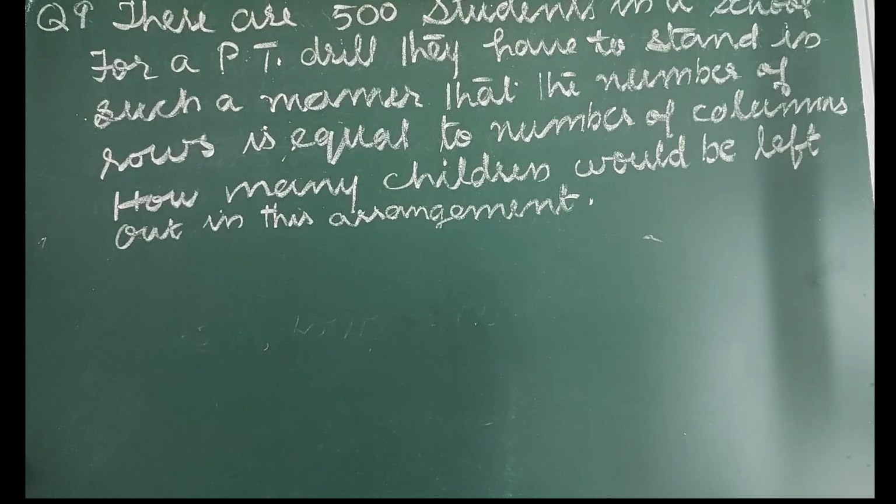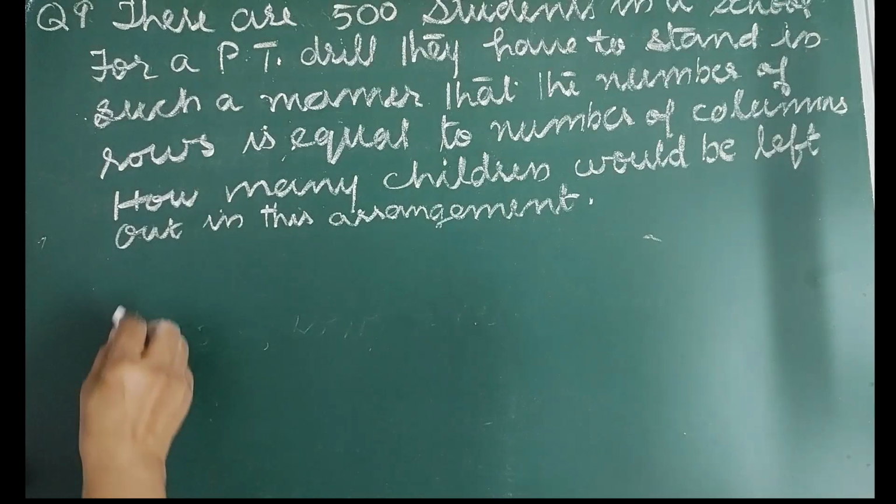Question number 9. There are 500 students in a school. For a PT drill, they have to stand in such a manner that the number of rows is equal to the number of columns. How many children would be left out in this arrangement?